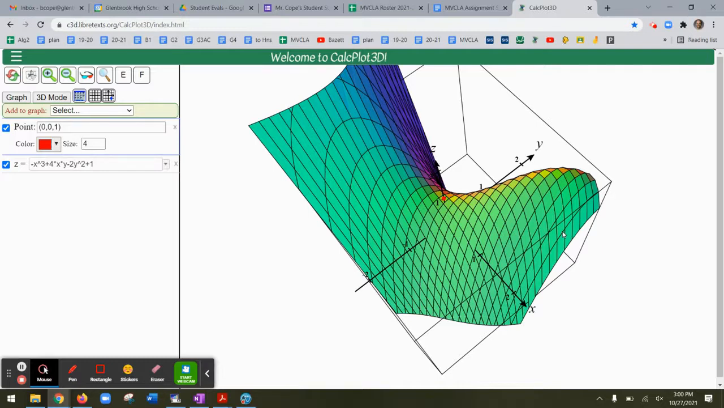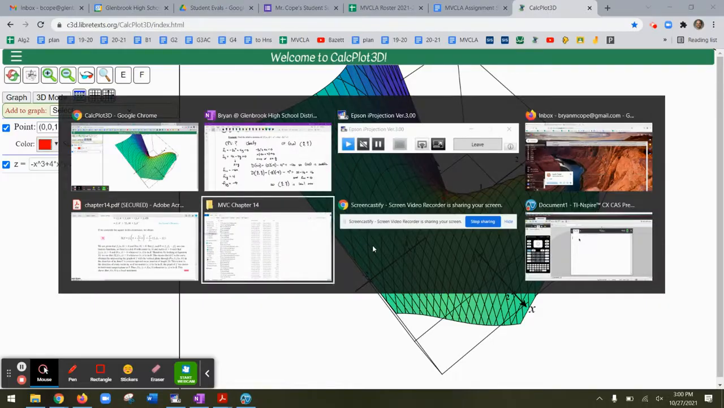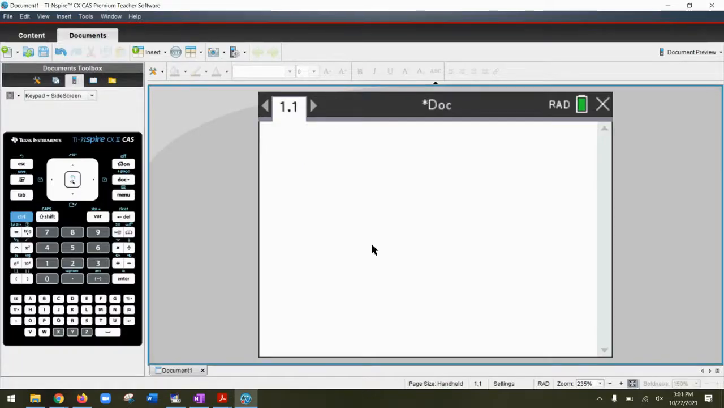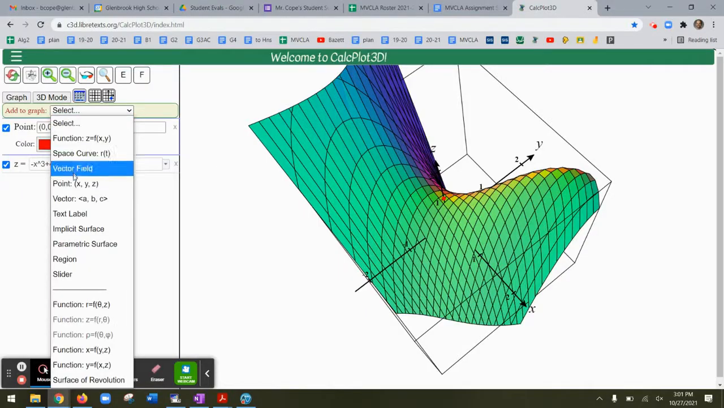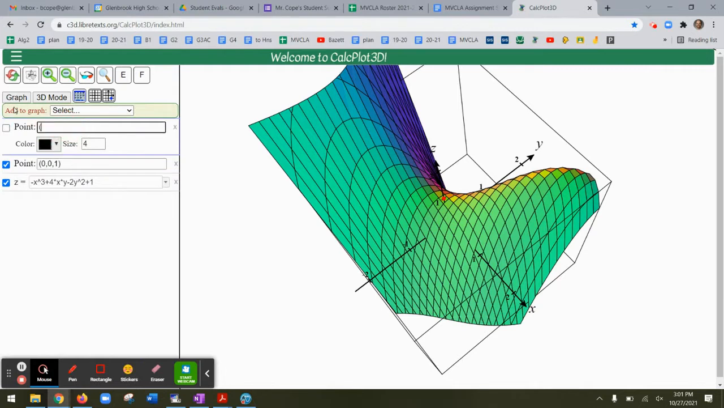So that's our first critical point. What is (4/3, 4/3)? Do you know the z coordinate there? Let's figure it out together. Negative (4/3) cubed plus 4 times 4/3 times 4/3 minus 2 times (4/3) squared plus 1. So it's 59/27. So we're talking about the point (4/3, 4/3, 59/27).